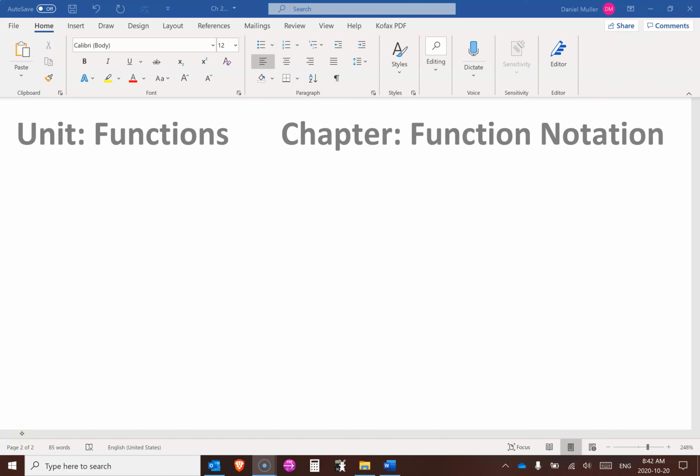Continuing with the unit on functions, we are now looking at function notation. Functions we should know are one-to-one. They pass the vertical line test. That's what we did with drawings. But now we're going to actually look at some algebra.